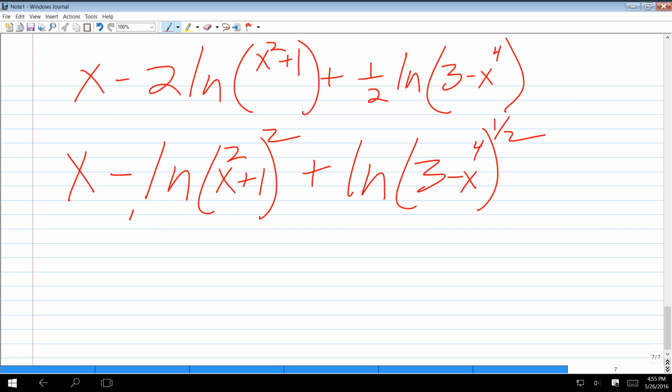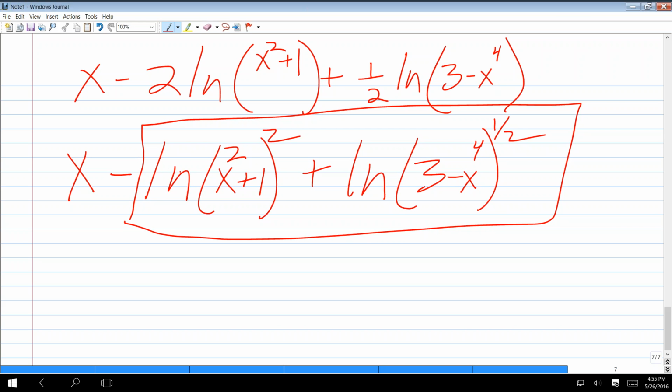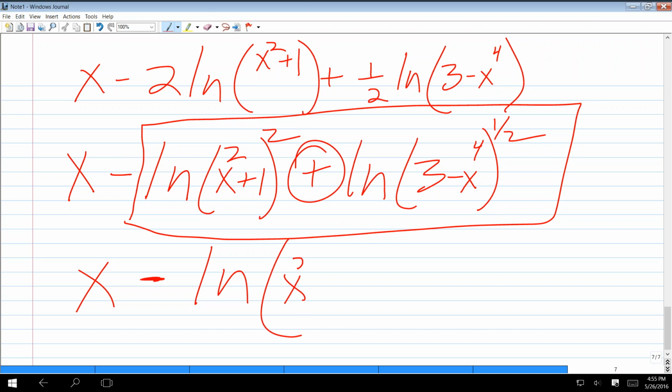Okay. Now I'm going to take this and combine it because I have natural log of something plus natural log of something else. That means I can turn it into a natural log of this something times this something. So it's going to be a single natural log expression, and it's going to be multiplication because those were being added. So (x squared plus 1) squared times (3 minus x to the 4th) to the 1/2. Exactly.